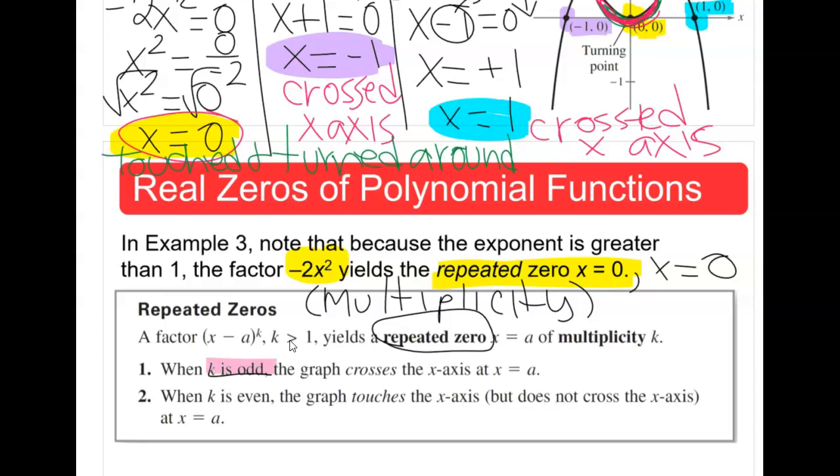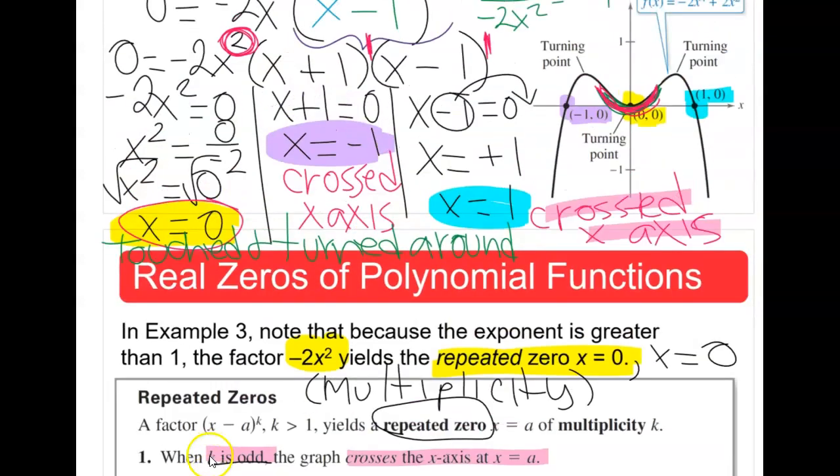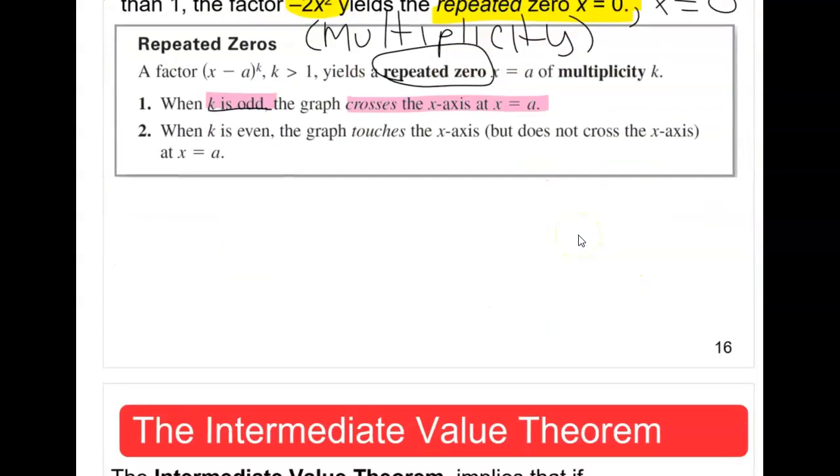If k is odd, and we're not talking about the degree of the polynomial, we're talking about the degree of the factors of your polynomial, so the graph will cross the x-axis, just like we saw here, right? We had the factor 1 time. 1 is also an odd number. So if that factor had been a 3, because 3 is also odd, the same behavior would have occurred, just crossing the x-axis, because the multiplicity is odd.